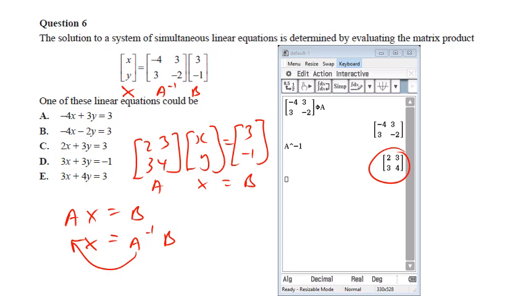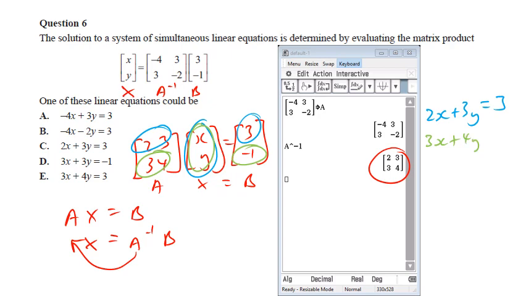And so you can see you've got two possible equations that fall out of that. So if we do this by this to get this, we'd end up with 2x plus 3y equals 3. And if we do the other possibility of this by this to get this, we'd have 3x plus 4y equals minus 1. Do any of them look like they're on our list? It looks like 2x plus 3y equals 3. That is C. So the answer for question 6, C.